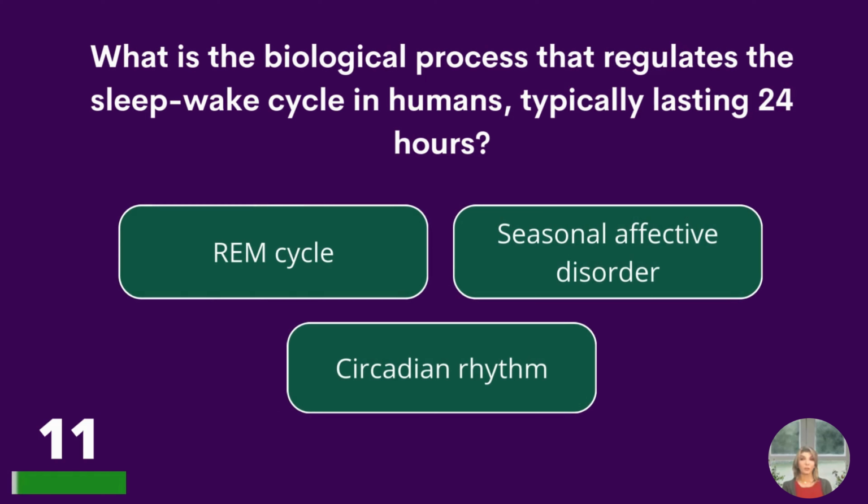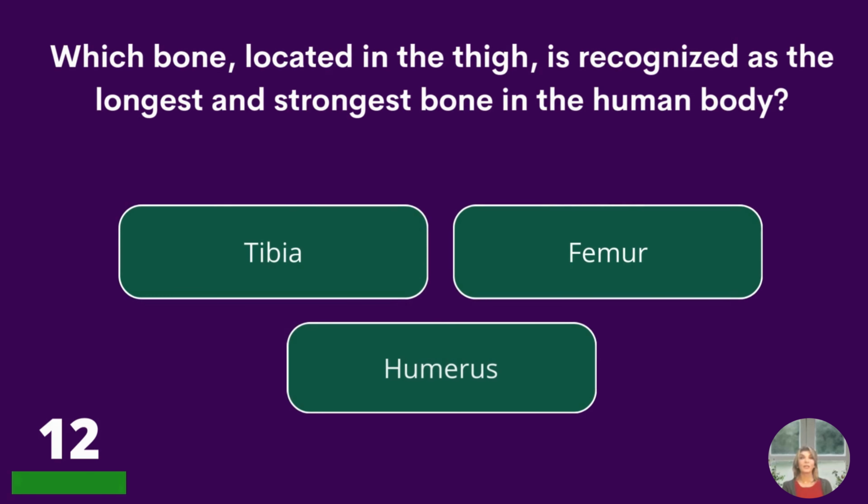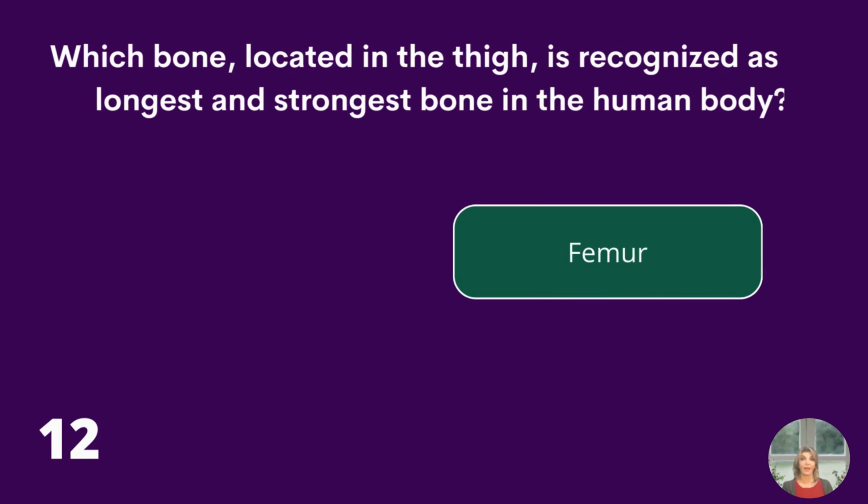What is the biological process that regulates the sleep-wake cycle in humans, typically lasting 24 hours? The circadian rhythm. Which bone located in the thigh is recognized as the longest and strongest bone in the human body? The femur.